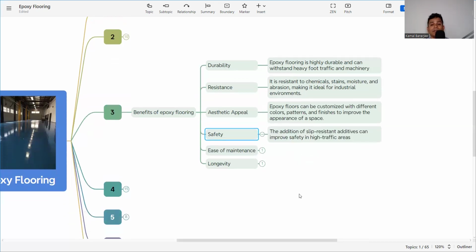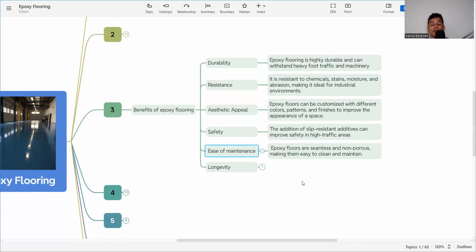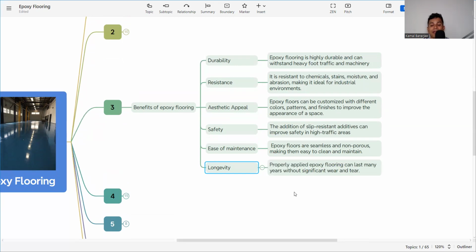Then what is the safety purpose? The addition of slip resistance additives can improve safety in high traffic areas. So it is a safety resistance also. Then ease of maintenance. Epoxy floors are seamless and non-porous, making them easy to clean and maintain. And then longevity. Properly applied epoxy flooring can last many years without significant wear and tear.